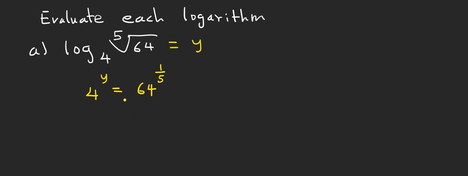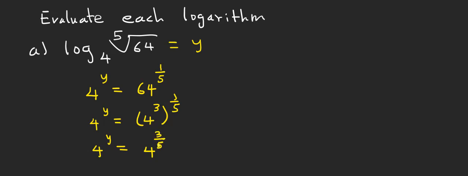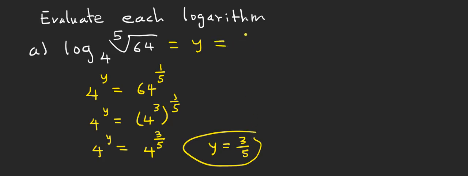You need the same base to compare the exponents. So 4 to the y is 4 to the third, to the 1/5, which is 4 to the y equals 4 to the 3/5. In order for these to be equal, y has to equal 3/5. Therefore, this whole thing is equal to 3/5.